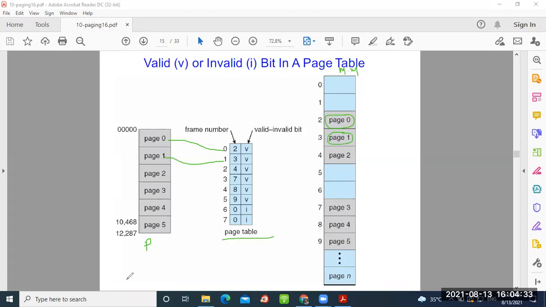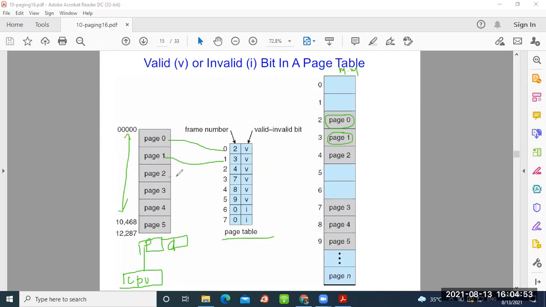The CPU generates this particular page address, along with the offset address, but we are not considering the offset because it is the same. This page address is generated. Now these are the address locations of the page number.